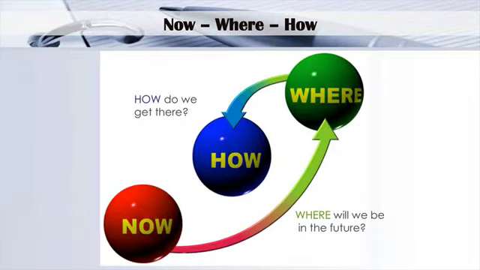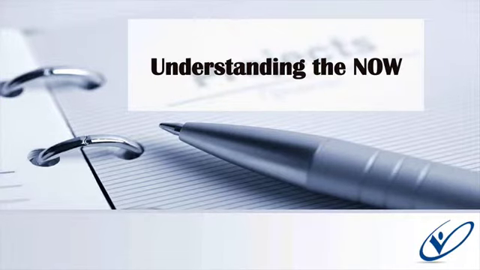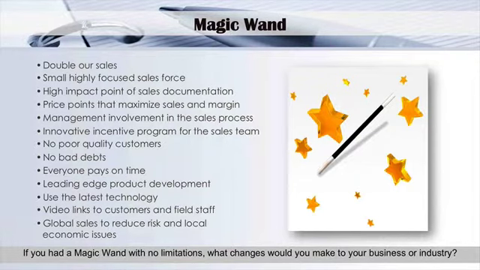It's based around our simple model, the now, where, how model. Work out where you are now, where you need to be, and then how you're going to get there. So we'll just take you through those steps. Very quickly, in terms of understanding the now, let's start with a magic wand.